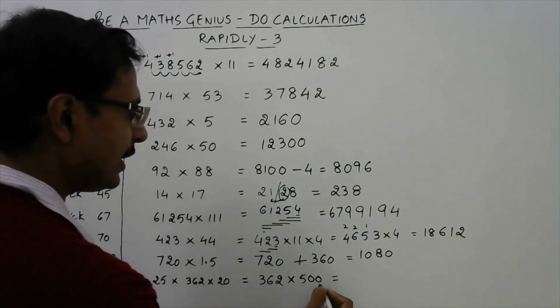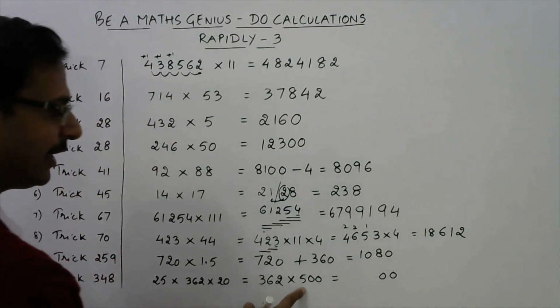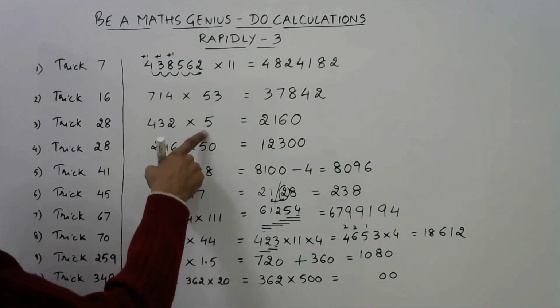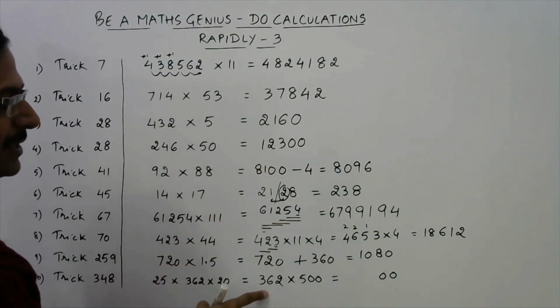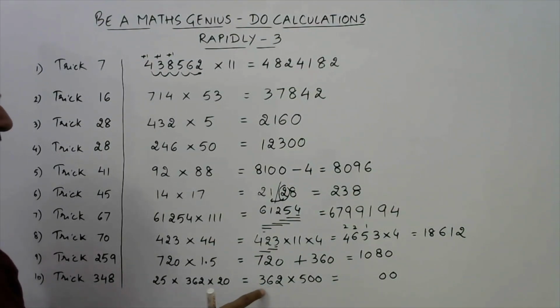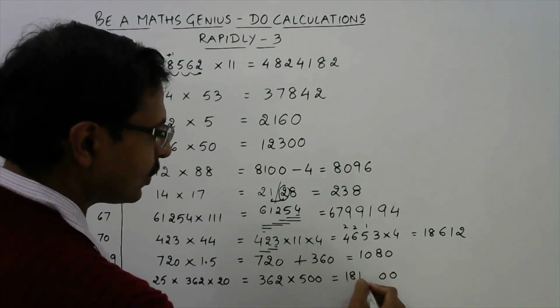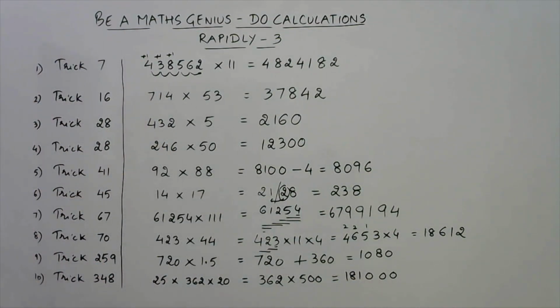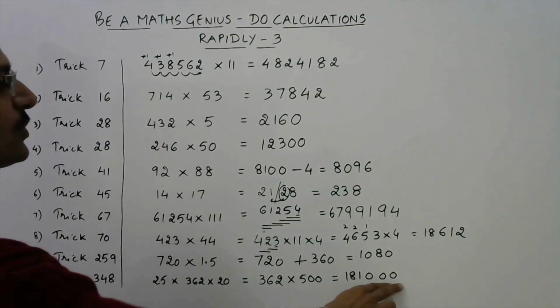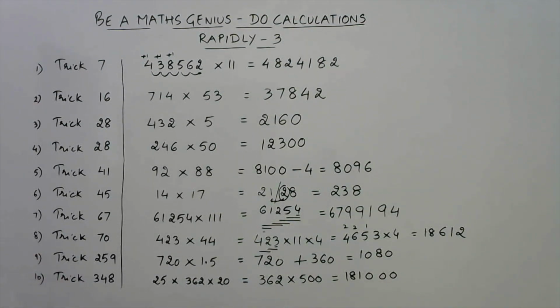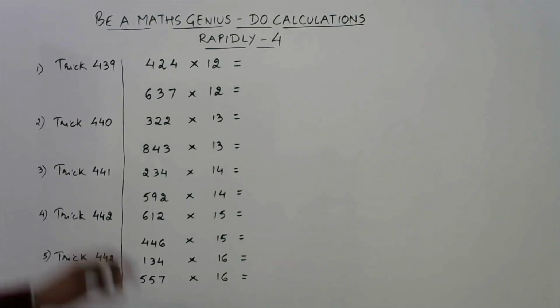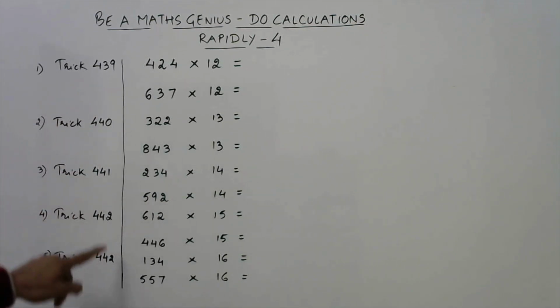And now two zeros will be there in the answer, obviously, and 5 will be multiplied by this, and multiplication by 5 I have discussed here. Take half of this and put a 0. Half of 362 is 181, and 181 followed by 0 will give you the product of 362 by 5, and obviously these two zeros were there. So the final answer for the question is 1,81,000. I am recapitulating tricks 439, 440, 441, 442, and obviously by watching these tricks you can generalize this result into many other different methods of multiplication.